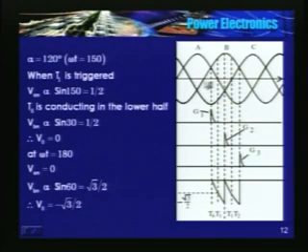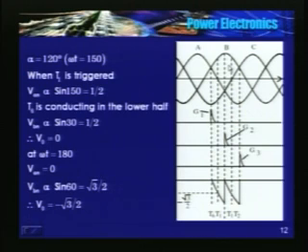Let us see what happens beyond 30 degrees, beyond this point. VIN is sin 180, 0. VBN is proportional to sin 60, that is root 3 by 2. Output voltage is VIN minus VBN. It is minus root 3 by 2.